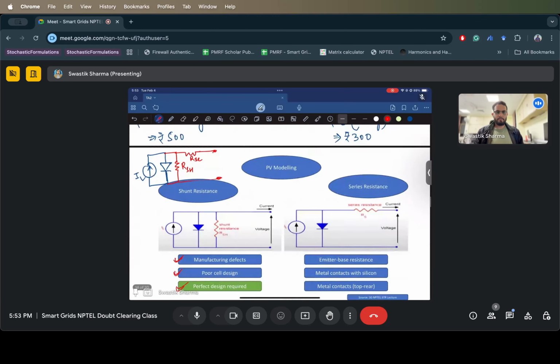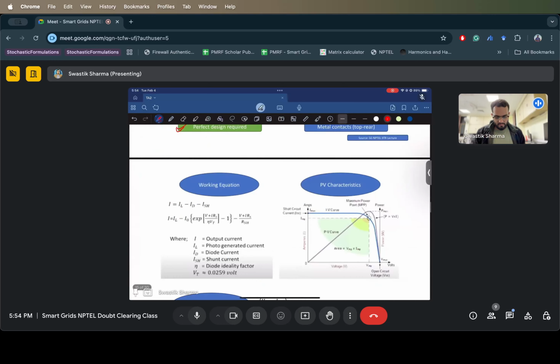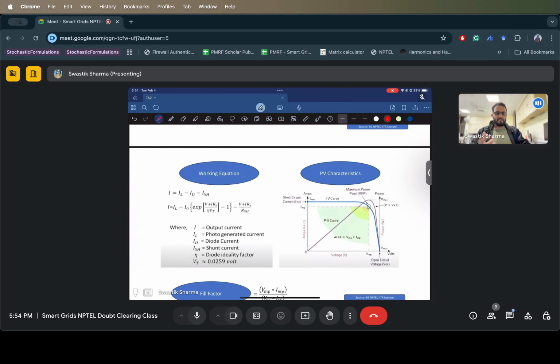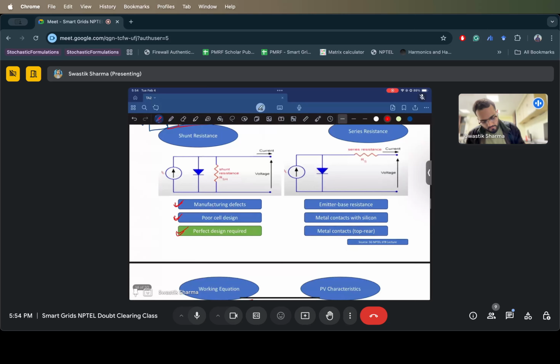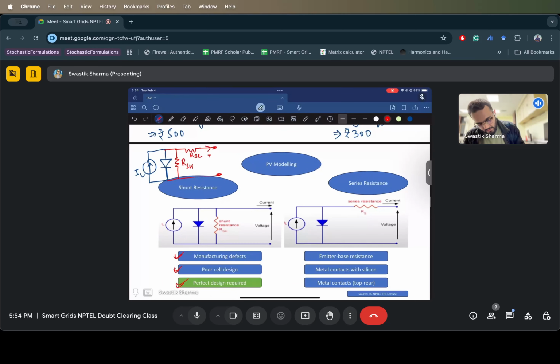So this is how you model it. You model it using a shunt and a series resistance, right? So this is how the working equation would look if you use a KCL. So you get a KCL over here. I want to get this I. This is ISH and this is I diode.